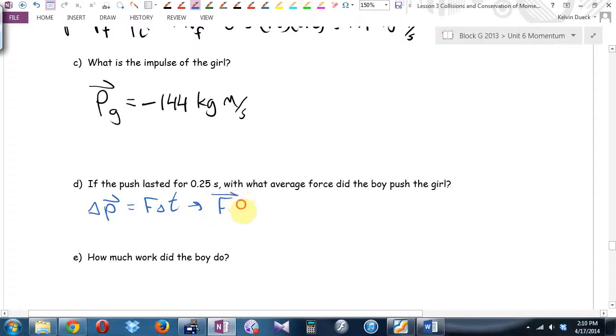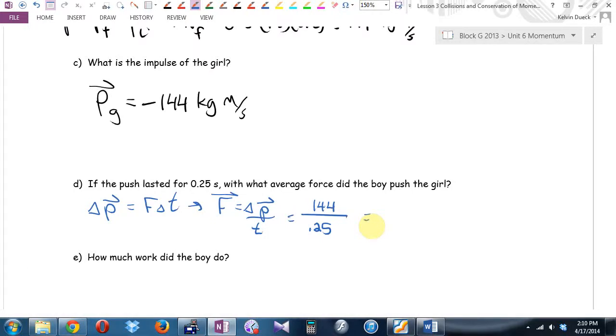The force is going to be impulse over time. What was the impulse? 144. Time, 0.25. It's going to be 144 divided by 0.25, which is 576 Newtons.